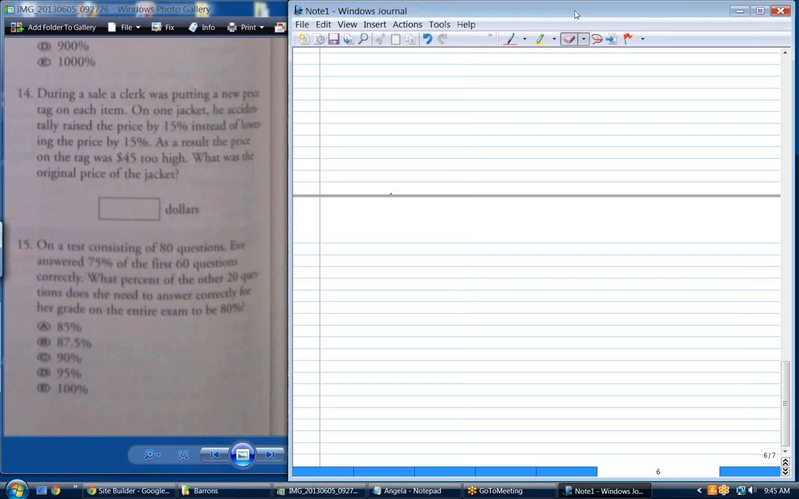Now, some of these, they force you to do them algebraically, since it's not multiple choice. And what piece of information is in that paragraph that prevents us from picking numbers? That the tag was $45 too high. Exactly. That means it's exactly some number. So we really are forced to solve this algebraically.